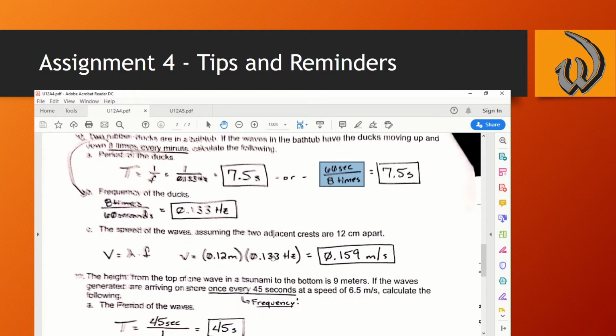From that, make sure you know which one it is you need to be using. You need to be using your frequency, not your period. So 7.5 should not be anywhere in letter C. I see that a lot. It's one of the more common mistakes.